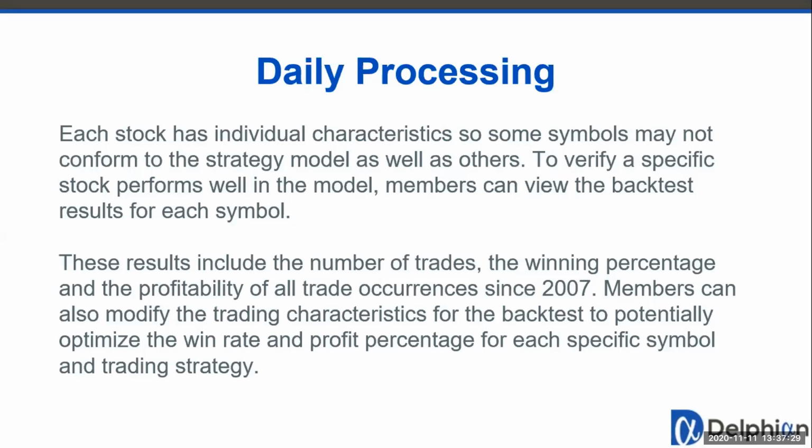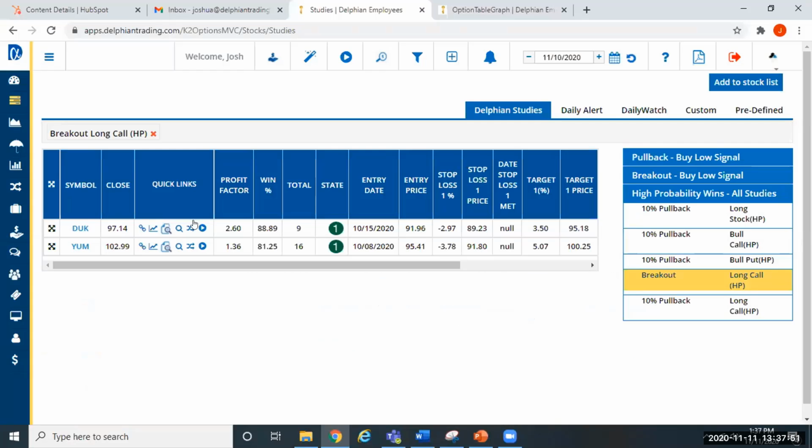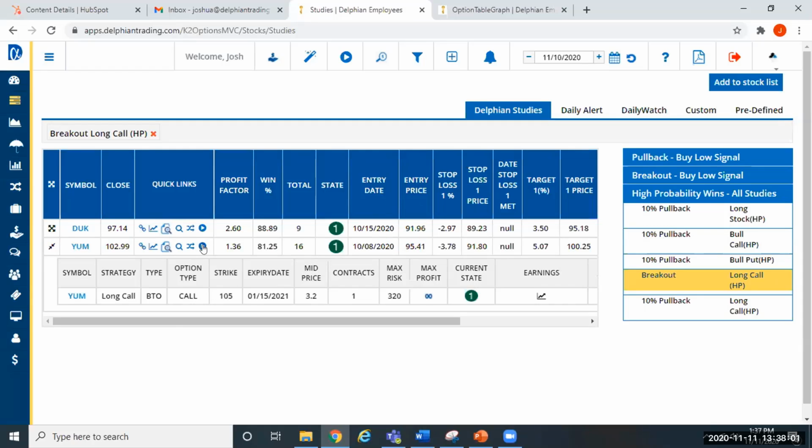So each one has its own characteristics, and not all symbols in that 410 are going to model great for every single one of those strategies, which is why we do that filtering. And you can also go into the system here, and there's a link here. I'm not going to do it, but you can backtest and set your own parameters. So if you don't want the 30 delta, you want to do a 50 delta, you can go in here and backtest it to see if that improves your results or not. So you can customize the strategy. You don't have to use ours. That's just basically what we tested.